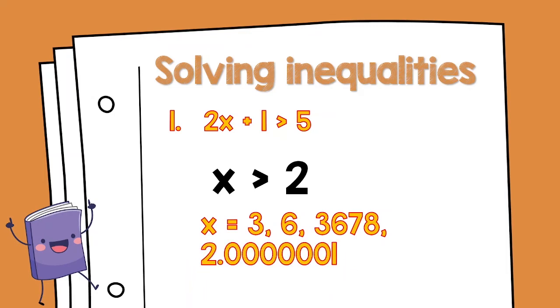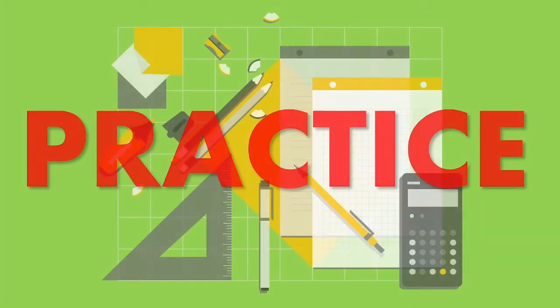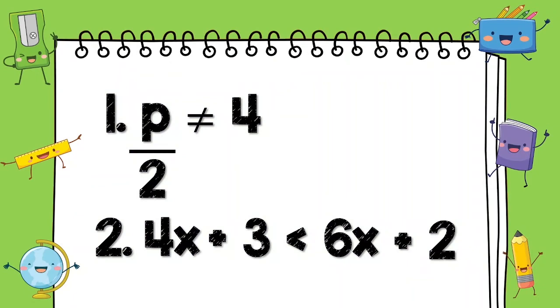Now let's practice some problems on our own. Here I have p divided by 2 is not equal to 4, and 4x plus 3 is less than 6x plus 2. First, I want you to pause the video and try to do these on your own. I expect you to pause the video and do the problems. Let's discuss the answers now.